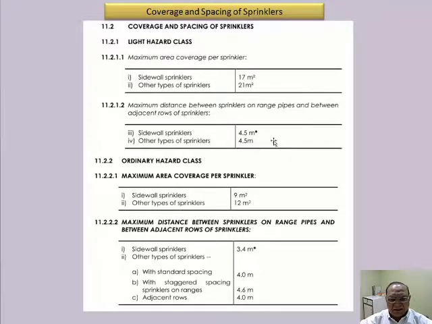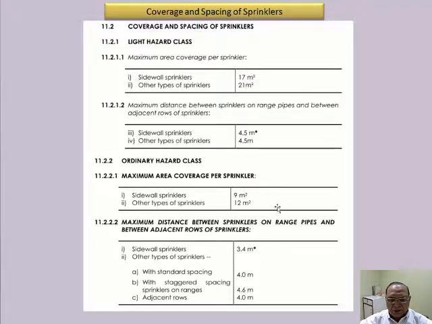And generally, while placing those for the light hazard, the spacing of the sprinklers must not be more than 4.5 meter for sidewall, as well as the same dimension, 4.5 meter, for the upright and the pendant sprinklers.